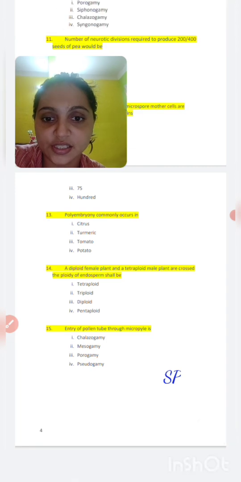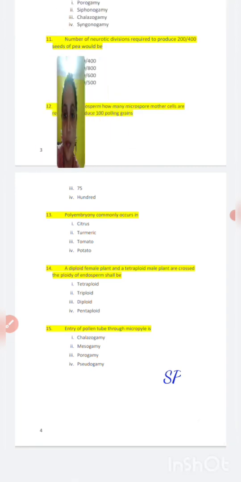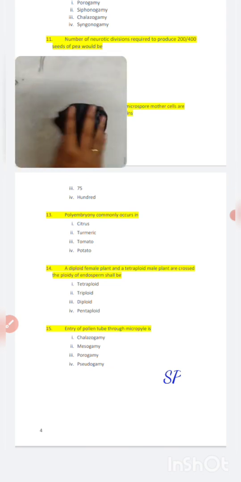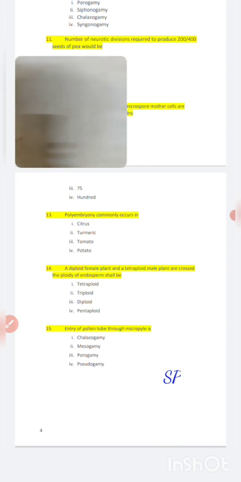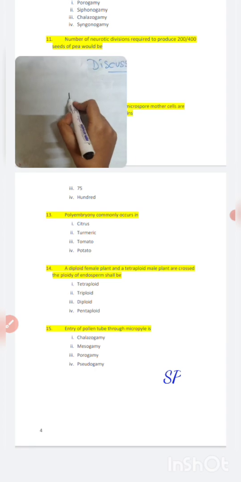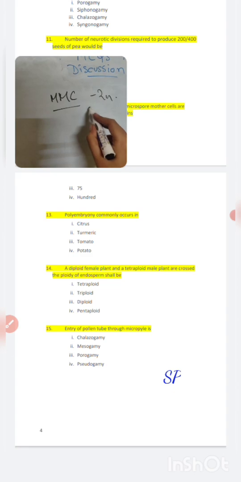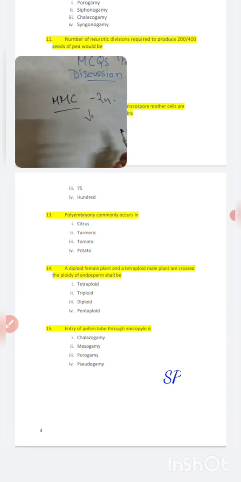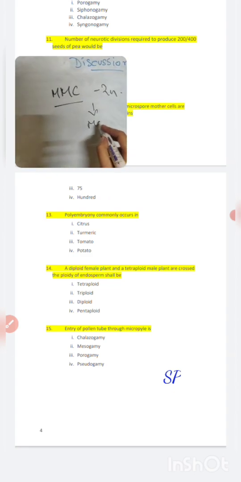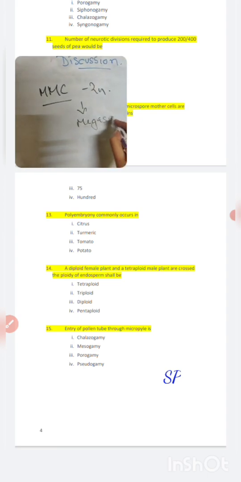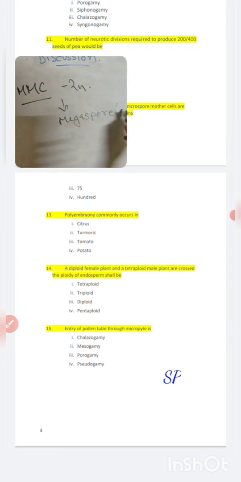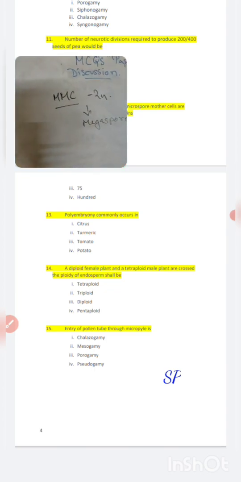So student, let's see this on the board. The female is normal diploid, so the megaspore mother cell of that female is diploid as usual. It undergoes the double meiotic division and forms the megaspore. So this megaspore will be haploid, n. Now the abnormality lies in the male plant, which is tetraploid.